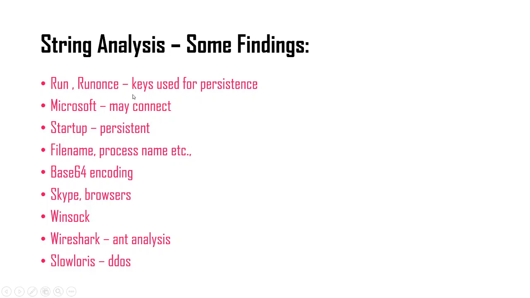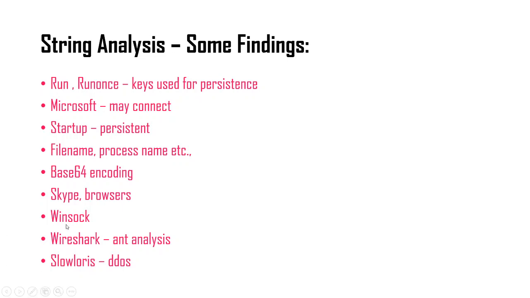Second one is Microsoft. There is a string related to a Microsoft website, it may connect. And some startup strings also we have seen. This is also a persistence key. And some function related strings, file name, process name, etc. I have told you that Base64 encoding related strings are also there. And there are strings related to Skype and browsers also. WinSock, that DLL we have seen, Win32 something .dll. That DLL is called the WinSock DLL.